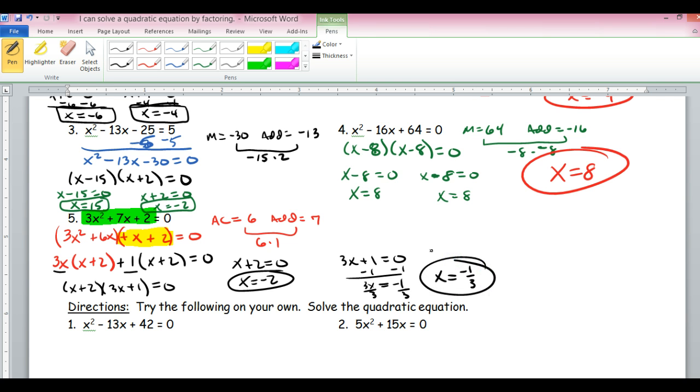So if you know how to factor, this method of solving quadratics is not difficult, but you have to know how to factor. All right, please try the following problems on your own.